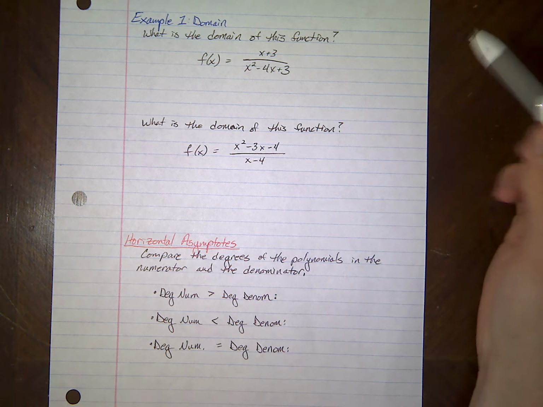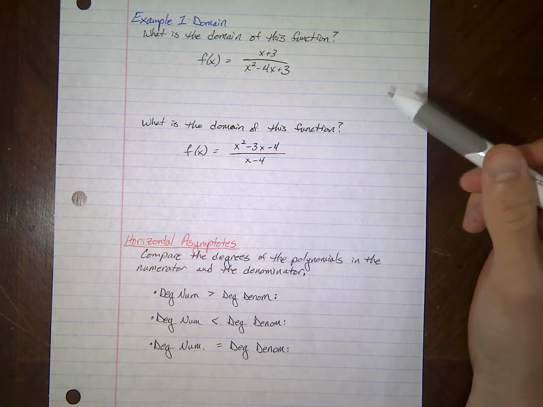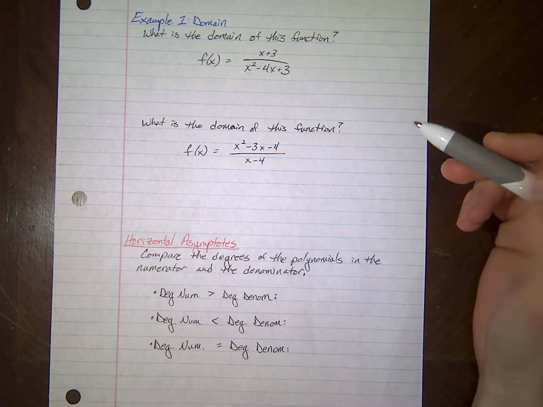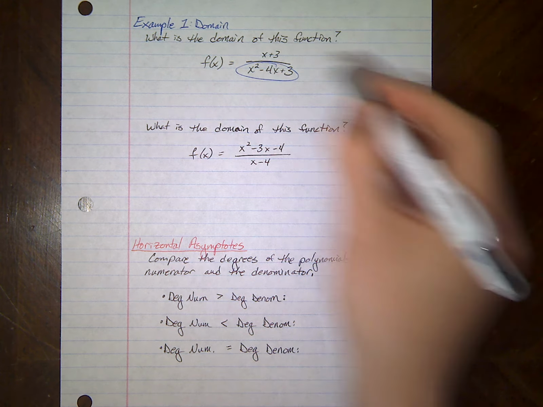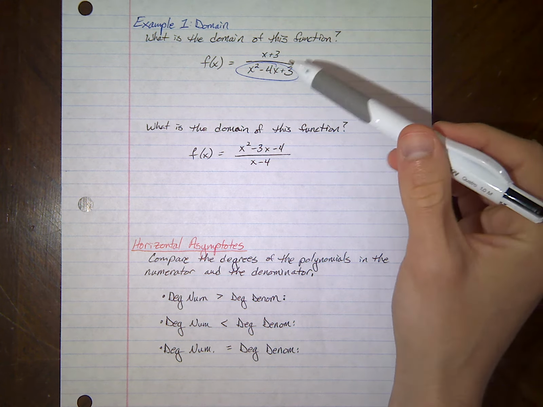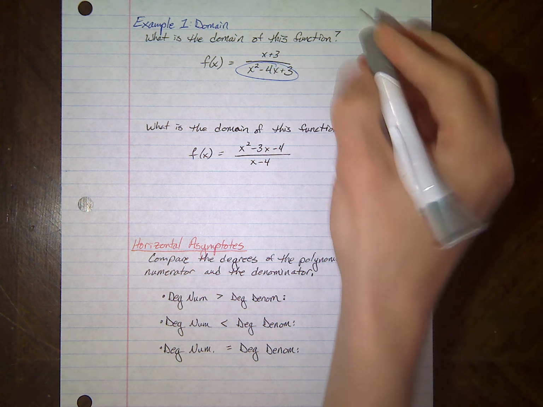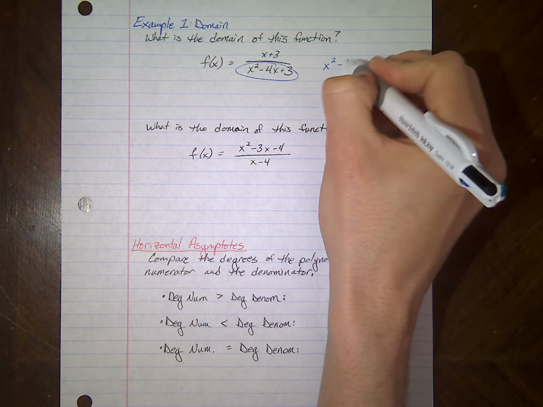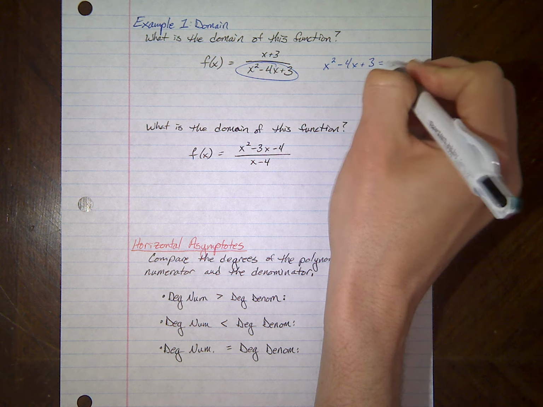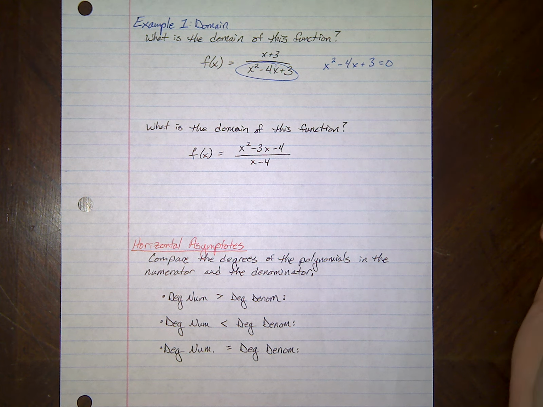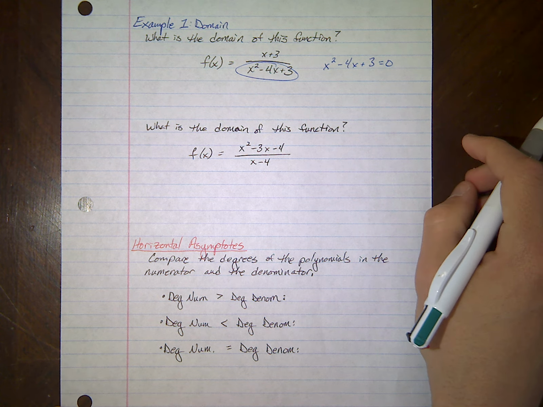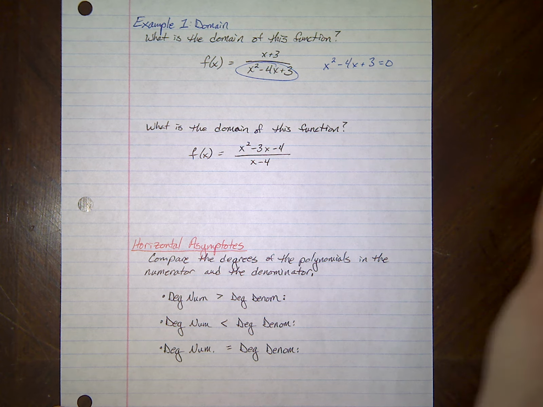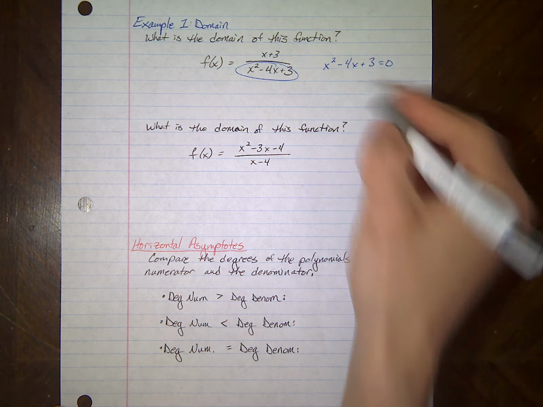Well, as I mentioned before, the domain is just when the denominator can't equal 0. So we just focus on the denominator. Right now, if it's just asking about the domain, you ignore the numerator. So you would set the denominator equal to 0. And oh my gosh, it's a quadratic set equal to 0. You've got a number of different ways you can solve that. You could factor it. You could use the quadratic formula. You could complete the square. Thankfully for us, this one does factor.